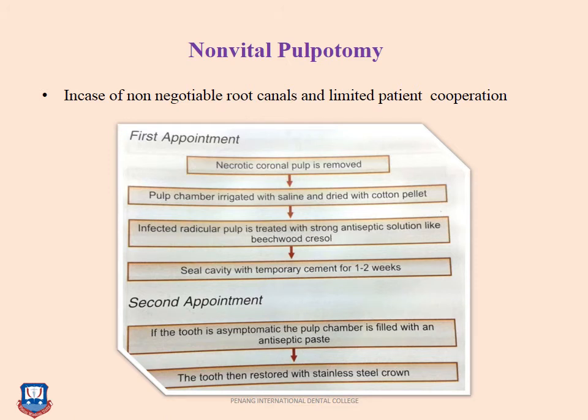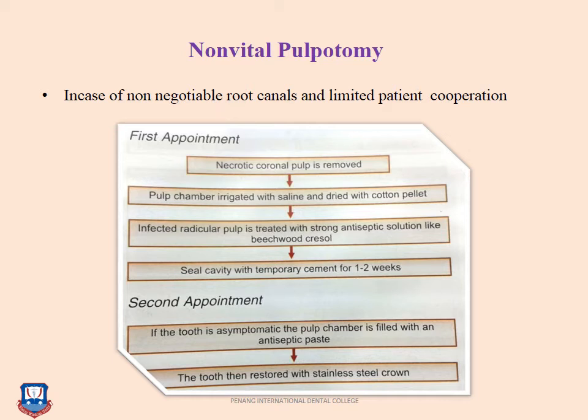So a non-vital pulpotomy is in case of non-negotiable root canals and limited patient cooperation. If the tooth is already non-vital and you have to do pulpotomy, this is in case you cannot negotiate the root canals and the patient cooperation is very limited.